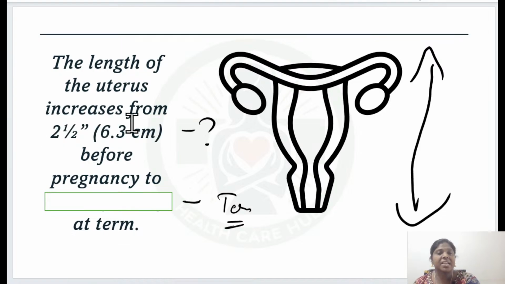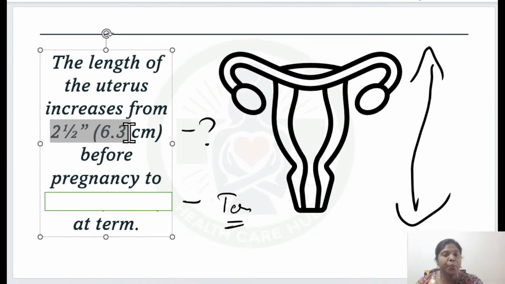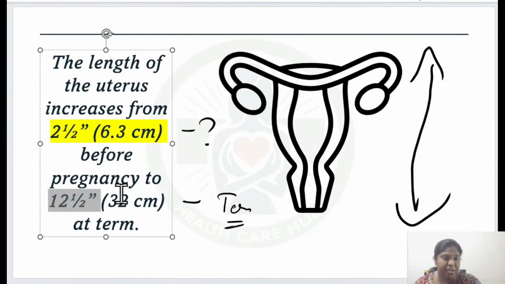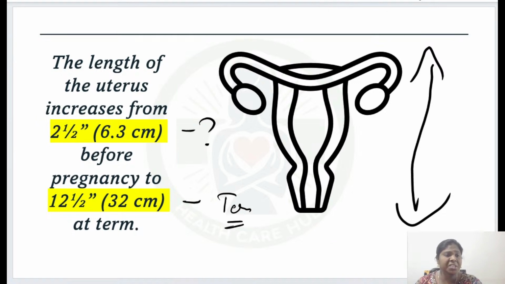So, before pregnancy, the uterus height will be 2.5 inches or 6.3 centimeters, whereas after pregnancy, the height of the uterus will be 12.5 inches or 32 centimeters in length.